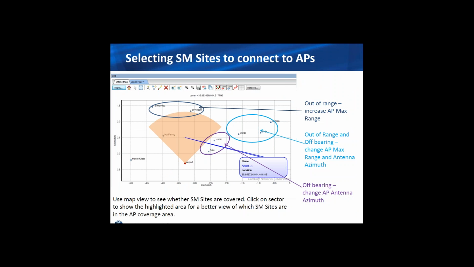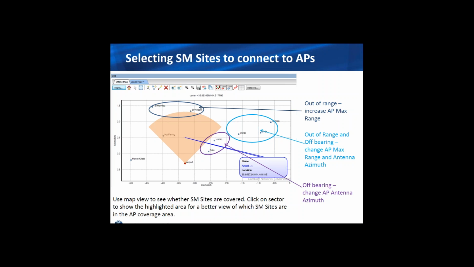Using the offline map view here, we can quite clearly see which subscribers are within the coverage area. We've got two subscribers just at the top of the map view that are outside of the sector, and so that shows us that if we wanted to cover those sites, we would need to increase the max range of that particular access point. We have a couple of subscribers just to the right, circled in purple. If we wanted to cover those, then maybe we need to move the access point azimuth around to the right. And we have a few more subscribers highlighted in the light blue.